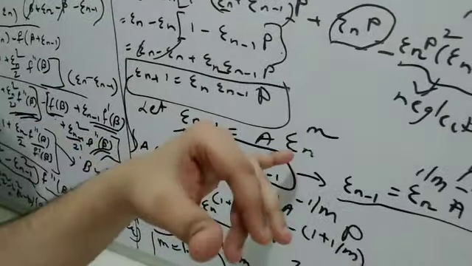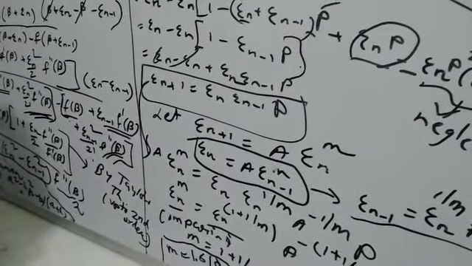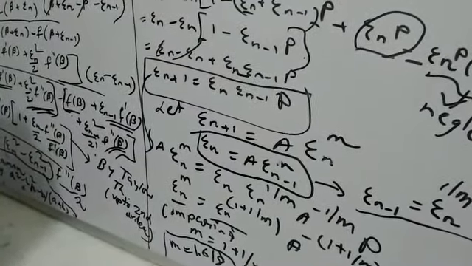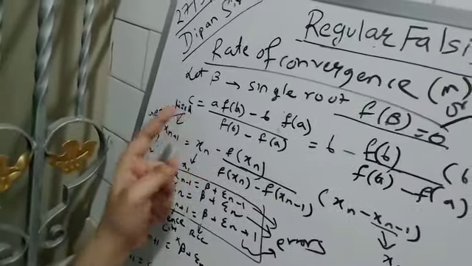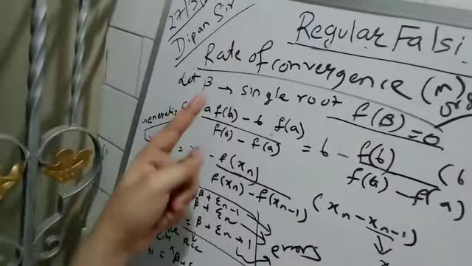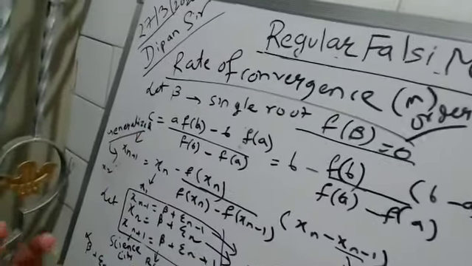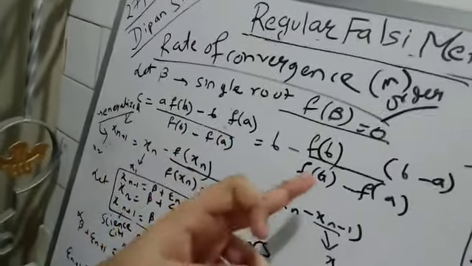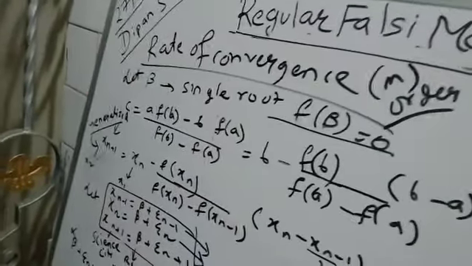So we need to find the relation between the errors of two successive steps. The starting point is to consider the root. From the Regula-Falsi method, we know this formula to find a new value of c. What I have done is write this equation this way, just separating the terms.